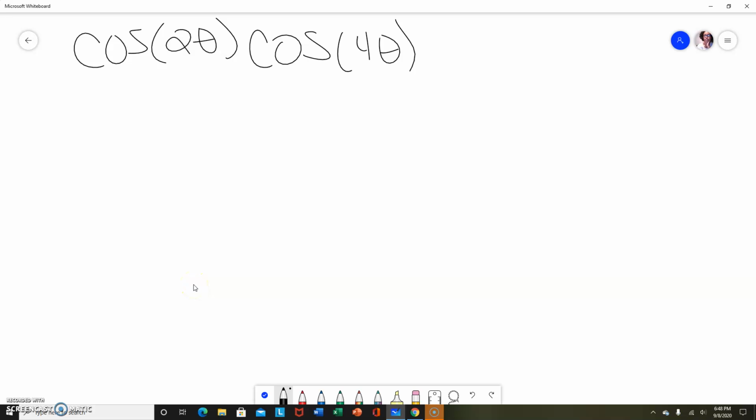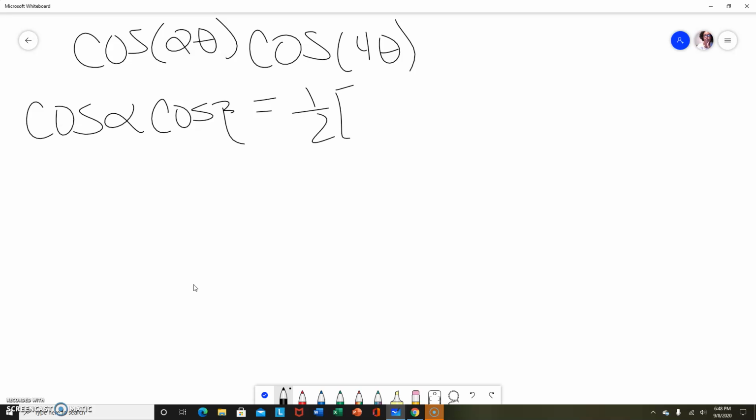Okay, so now we're going to use the product to sum formulas. There are more than one, and we're going to use a few here to help us answer the questions that I have. So I have first cosine 2 theta times cosine 4 theta. And so the product to sum formula is, if I have cosine of alpha times cosine of beta, these are just two different angles, I have 1/2 times the cosine of alpha minus beta plus the cosine of alpha plus beta.